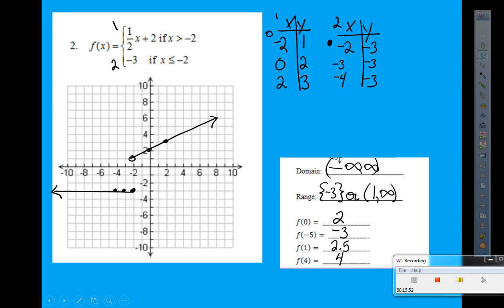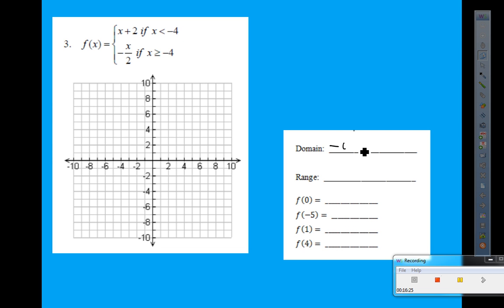I'm going to do number 3 with you. I'm going to skip number 4, and then I'll show you number 5 and number 6. So head on over to number 3. I've got x plus 2 if x is less than 4, and I got the opposite of x divided by 2 if x is greater than negative 4. Hey, since these numbers are the same, I know my domain before I even start, negative infinity to infinity.